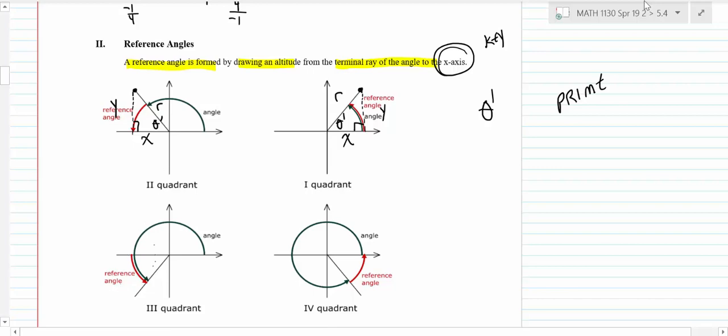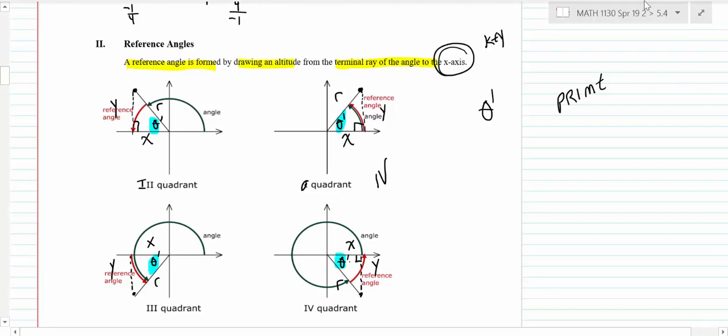Okay. When you go to quadrant 3, you're going to go straight up to the x-axis, and then this would be x, that would be y, that would be r, and then that would be theta prime right there. Okay. If you're in quadrant 4, again, straight to the x-axis at a right angle, that would be x, that would be y, that would be r like that. So the reference angle is always an acute angle that's measured between the x-axis and where the original ray terminates.